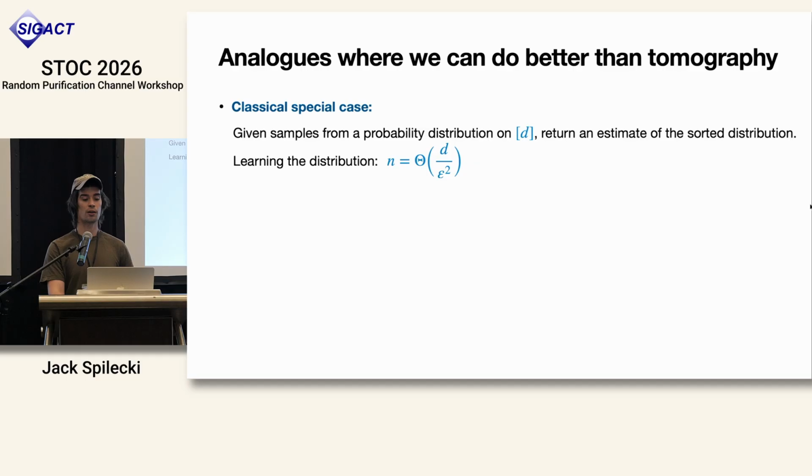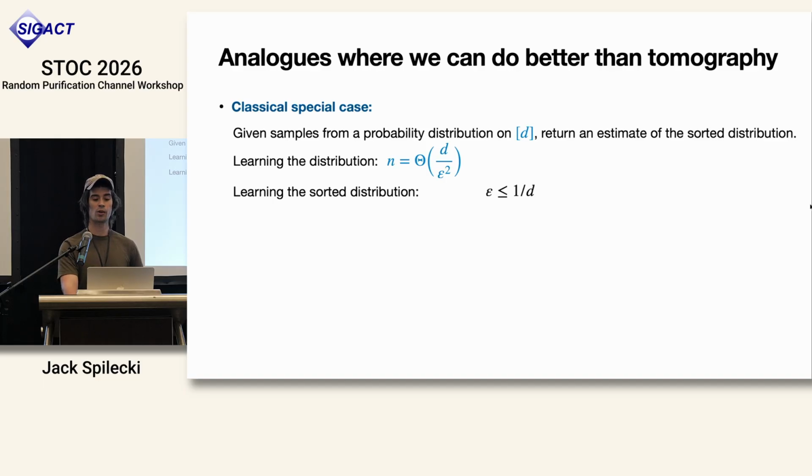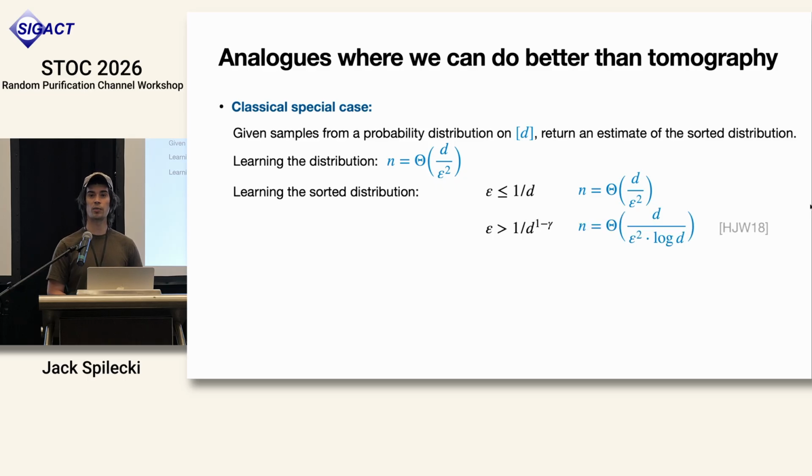And it's known what the sample complexity of learning the sorted distribution is. It falls into two cases depending on how large epsilon is. When epsilon is very small, if you're trying to learn this very accurately, it turns out you can't do better. But when epsilon is kind of large, so here gamma is again any constant, you can actually improve on this by one log factor in d.